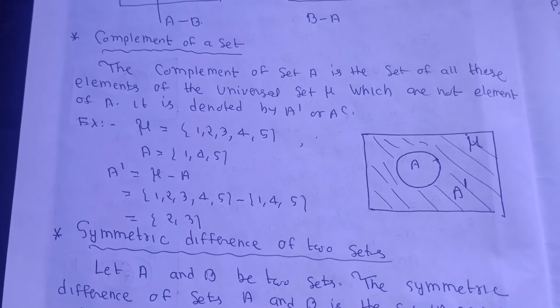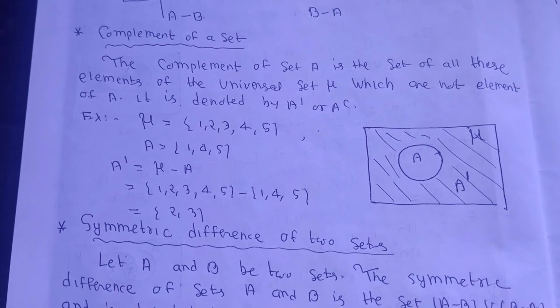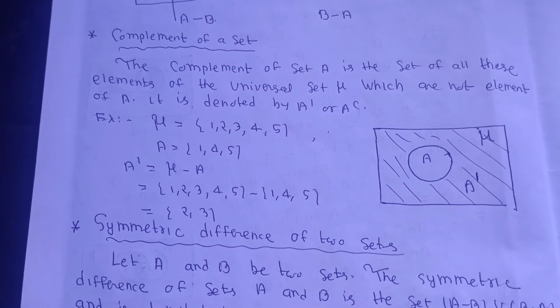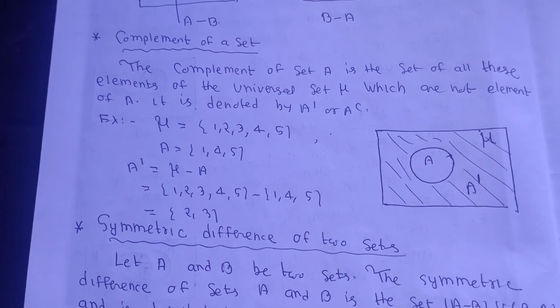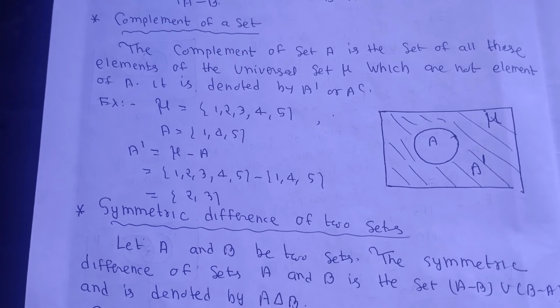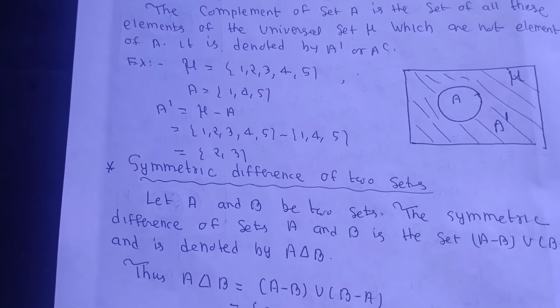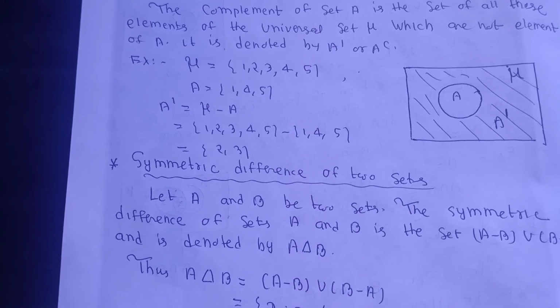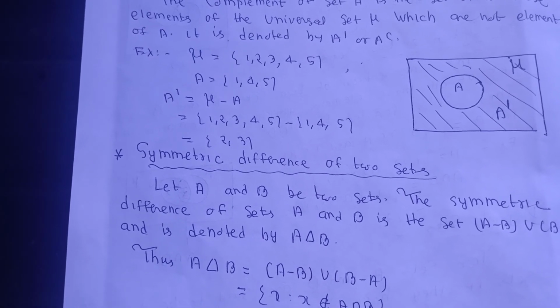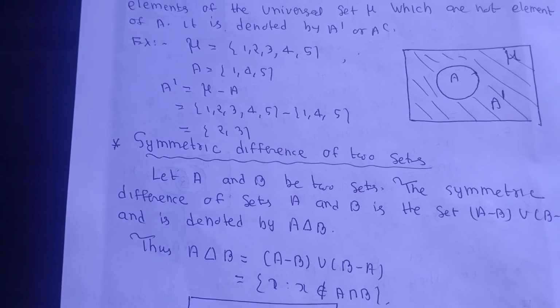Complement of a set. The complement of a set A is the set of all those elements of the universal set U which are not elements of A, and is denoted by A dash or A to the power C. For example, the universal set is {1, 2, 3, 4, 5}, A equals {1, 4, 5}. Then A dash is the universal set minus A, {1, 2, 3, 4, 5} minus {1, 4, 5}, which equals {2, 3}.